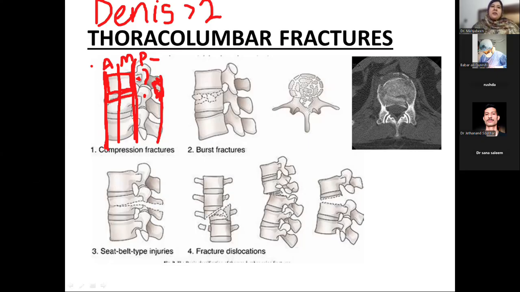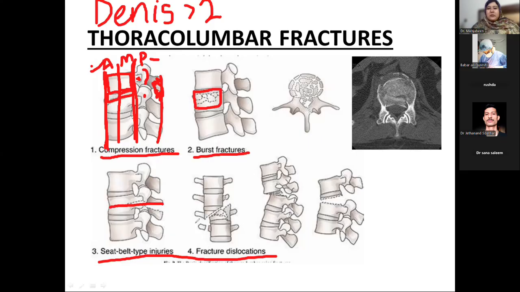So the fractures are divided based on which column is involved. If the anterior column is involved, the fracture is known as a compression fracture. If the anterior and middle columns are both involved, then it is known as a burst fracture. If there are three-column injuries, then they are known as seat belt and fracture dislocation injuries. Seat belt injuries involve the anterior, middle, and posterior columns.